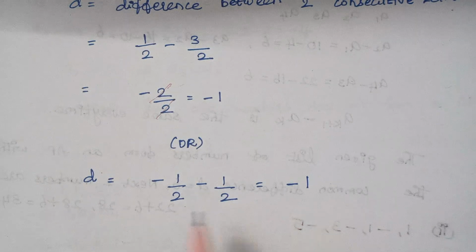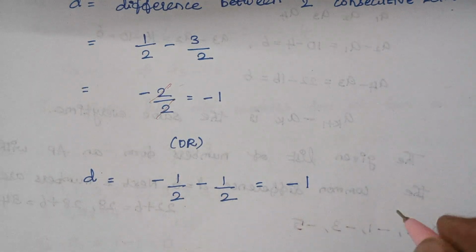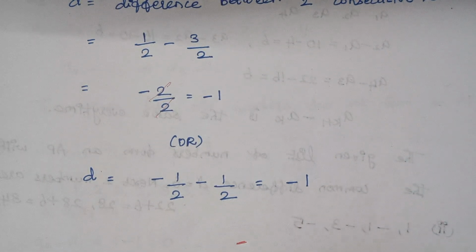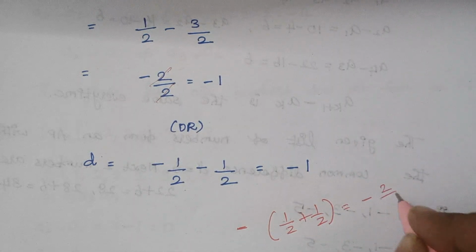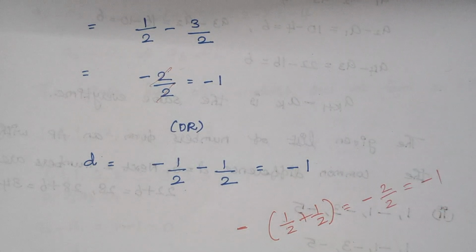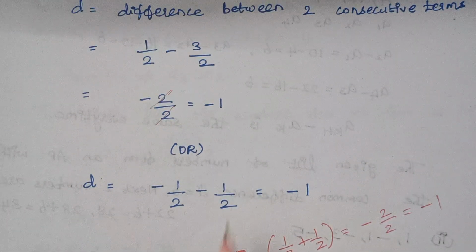Or else again you can add. You can take this minus sign outside and when you take the minus sign outside, the remaining terms are 1 by 2 plus 1 by 2. So here it is minus, 1 plus 1 is 2. So minus 2 by 2 which is equal to minus 1. Anyway, we are having the same value of difference.